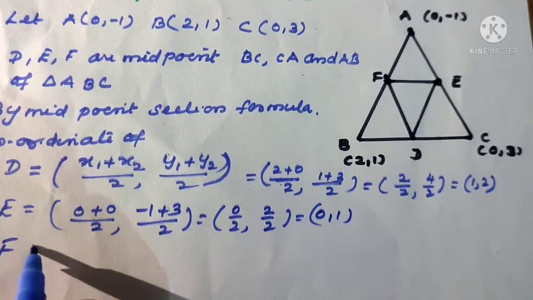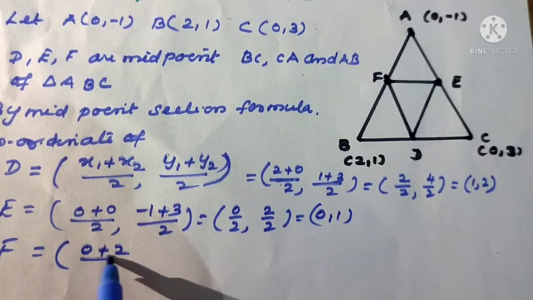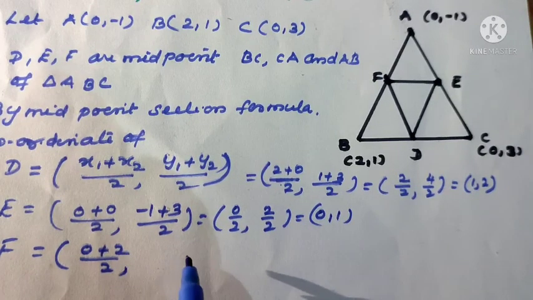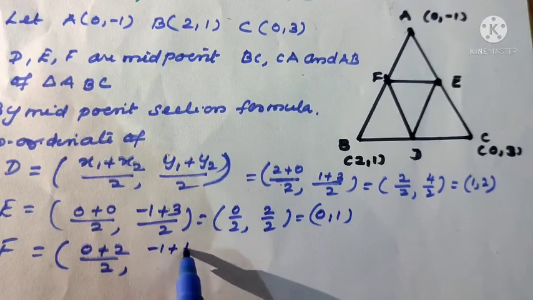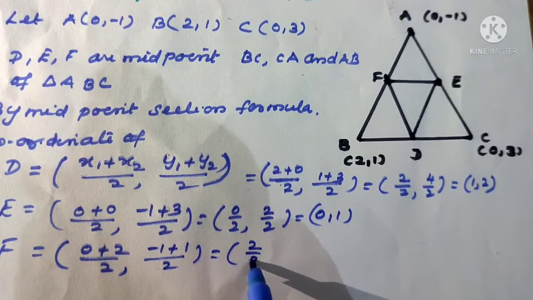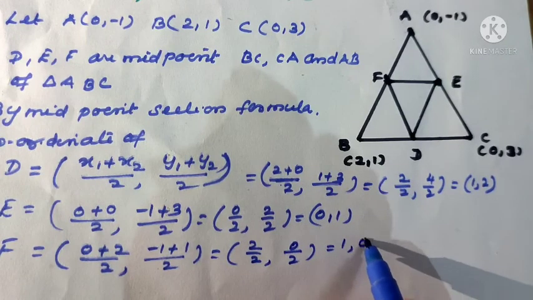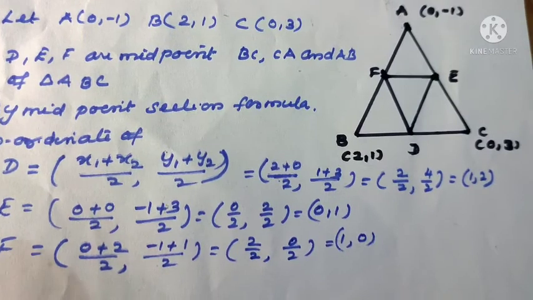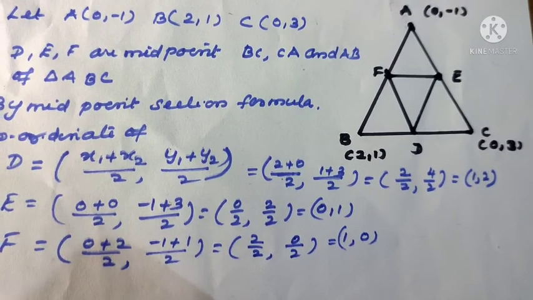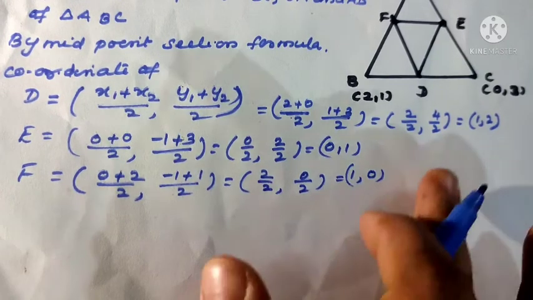Now the coordinate of F, that means 0 plus 2 whole divided by 2. What is the next? Minus 1 plus 1 whole divided by 2. So 2 by 2 and 0 by 2. So 1, 0. So we have to find out the area of the triangle DEF only, but we have to get the values here.